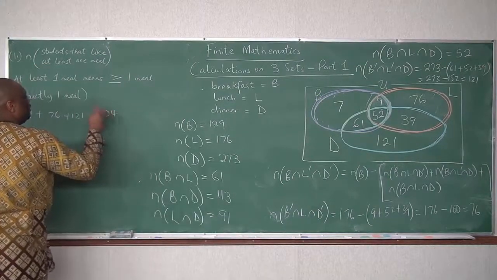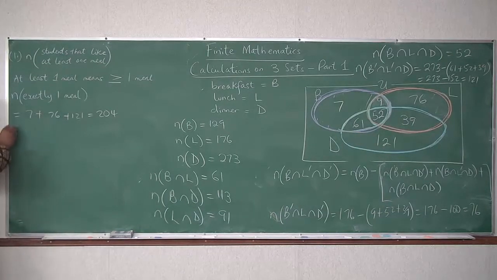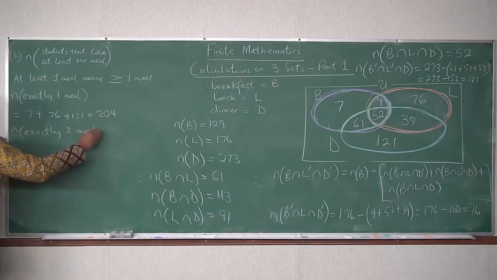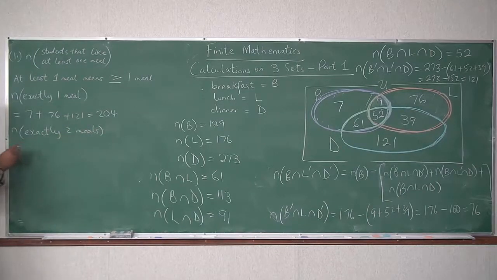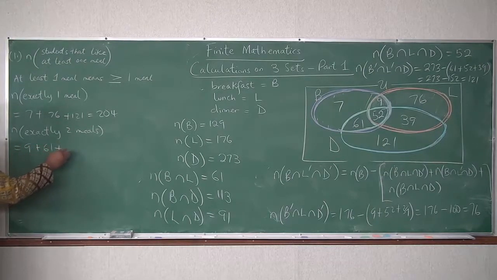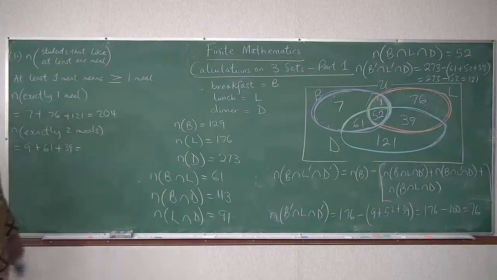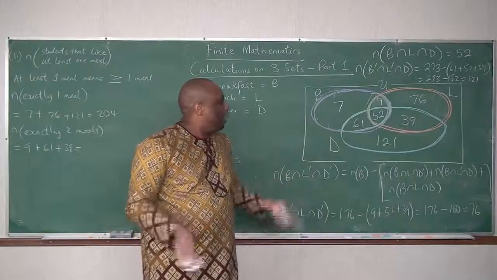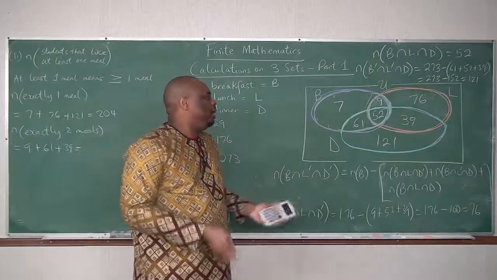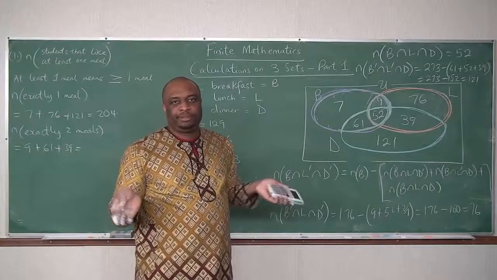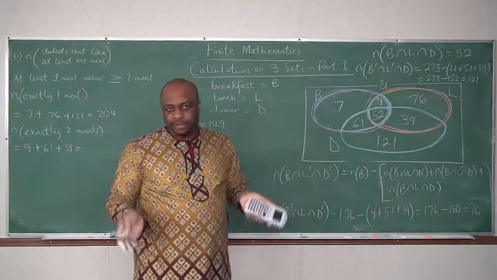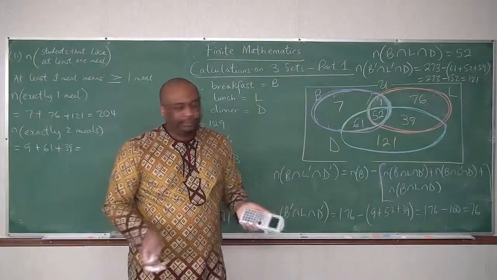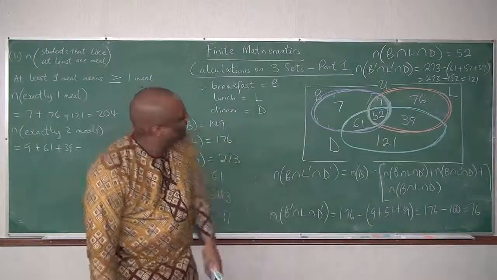204 students. Those who like exactly 2 meals. Exactly 2 meals will be 9 plus 61 plus 39. Exactly 2 meals means breakfast and lunch only, or breakfast and dinner only, or lunch and dinner only. Exactly 1 meal is breakfast only, or lunch only, or dinner only.